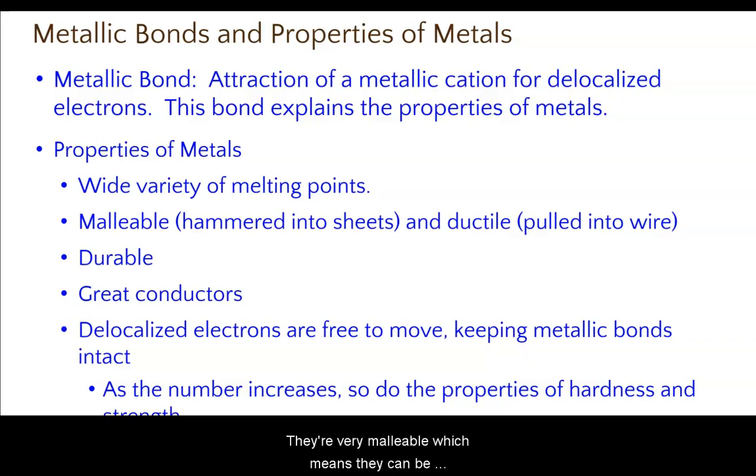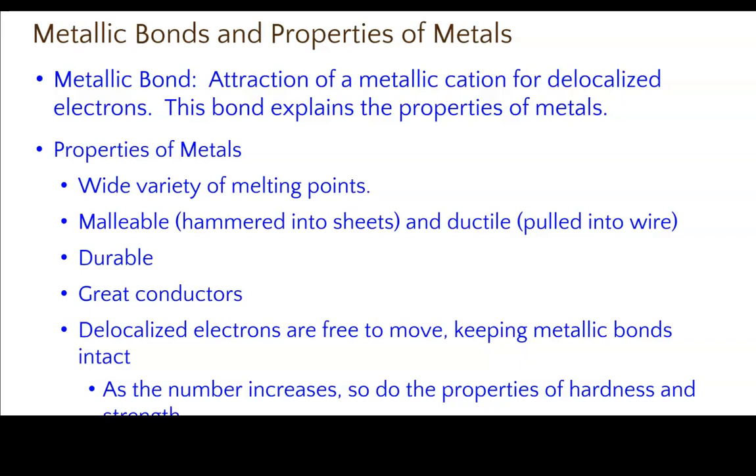They're very malleable, which means they can be hammered into sheets, which is why we can do so much with metal, and they're ductile, which means they can be pulled into wire, which is why we use metal for so many things. It's very durable. Just think about all of the cool relics we have from long ago, like the Bronze and the Iron Age. We can still have that metal because it lasts. They conduct electricity amazingly, and the delocalized electrons are free to move, which keeps the metallic bond intact.